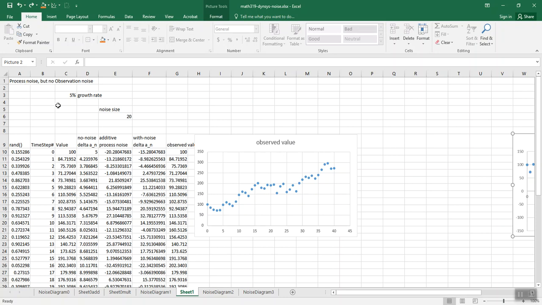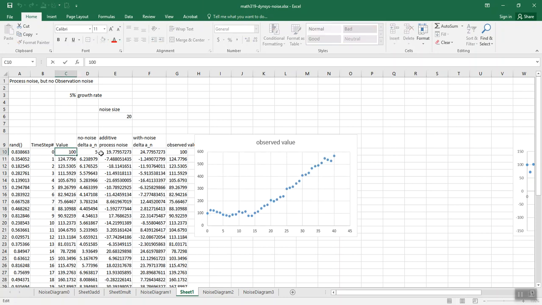So here we have process noise but no observation noise. I'm starting at 100. My delta is the same formula as usual, 5% times 100. That's my no noise delta. And then I have some additive noise, and that gets added to the no noise delta to give me a delta that isn't quite what we would have predicted. And then that's what I'm using to update my system. So if this number is large, this number is large, and then all the rest of the numbers will tend to be larger. And here I have observed values, and they're just equal to the actual process value, so I don't have any observation noise.